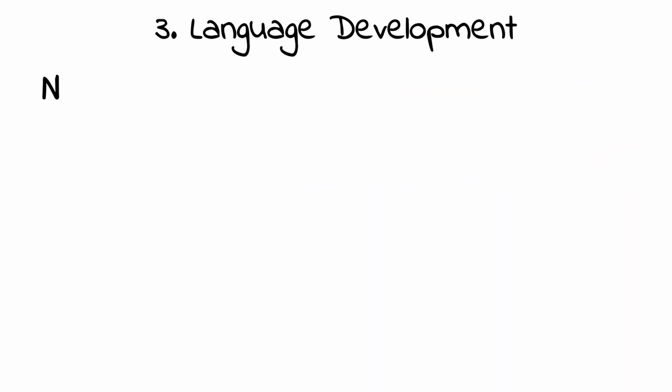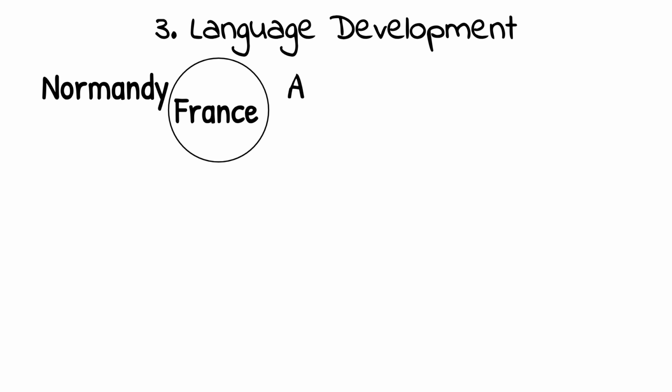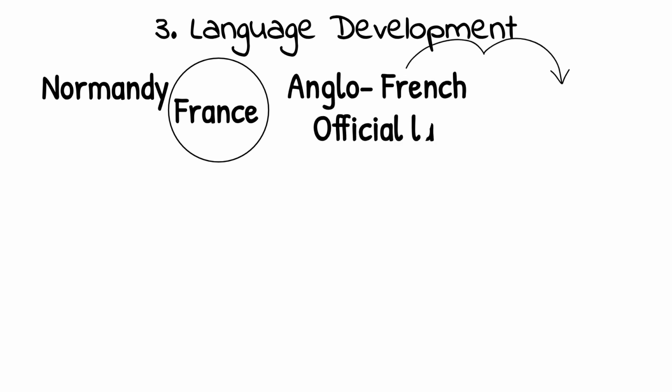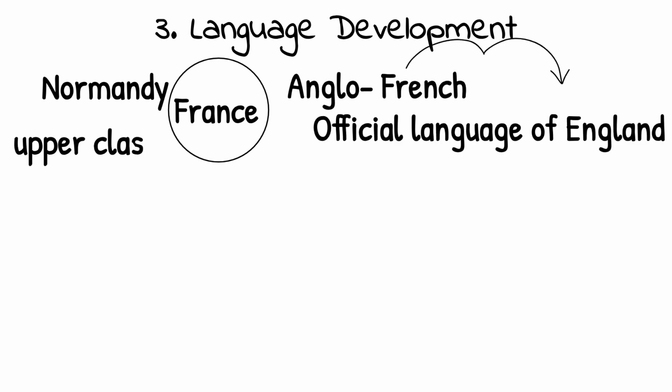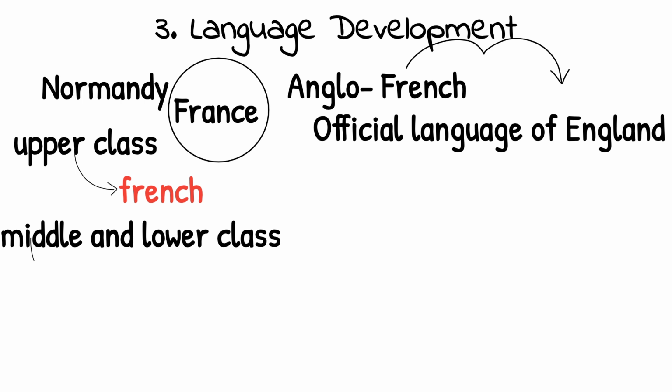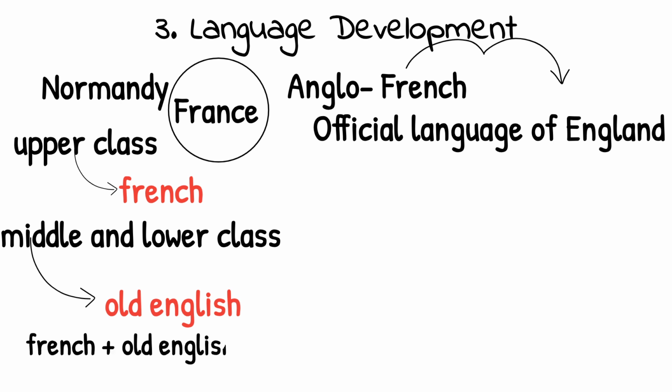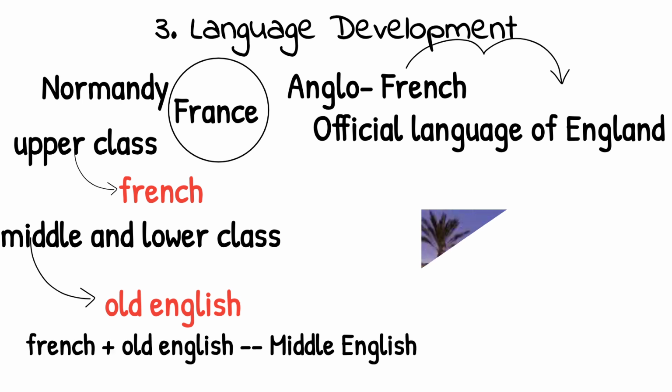As Normandy was in France, we can say that French people started to rule England. And Anglo-French became the official language of England. All the aristocratic people were speaking French and all the middle or lower class people were speaking Old English. So what happened was that the Middle English language was formed, including words from Old English and French. A lot of French words were added to the dictionary.